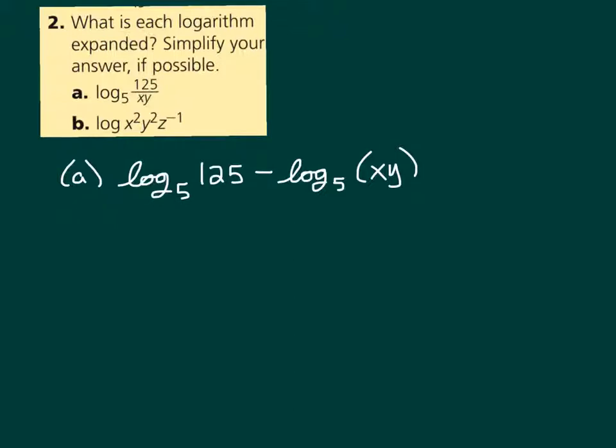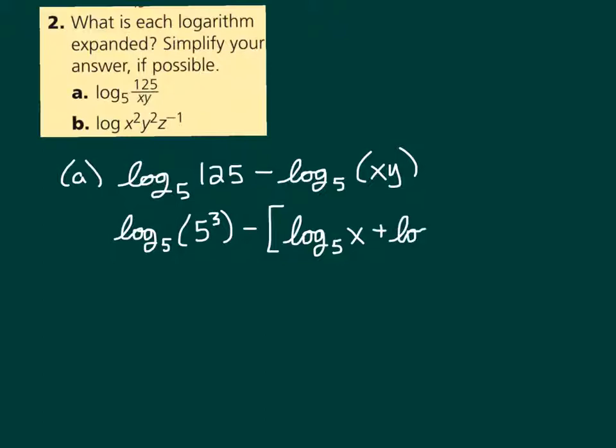And again, we want to keep in mind that we want to simplify however and whenever possible. So log base 5 of 125, some of us may know that off the top of our heads, but this is log base 5 of 5 cubed. And then over here in parentheses, I'm going to have log base 5 of x plus log base 5 of y, using the product property.